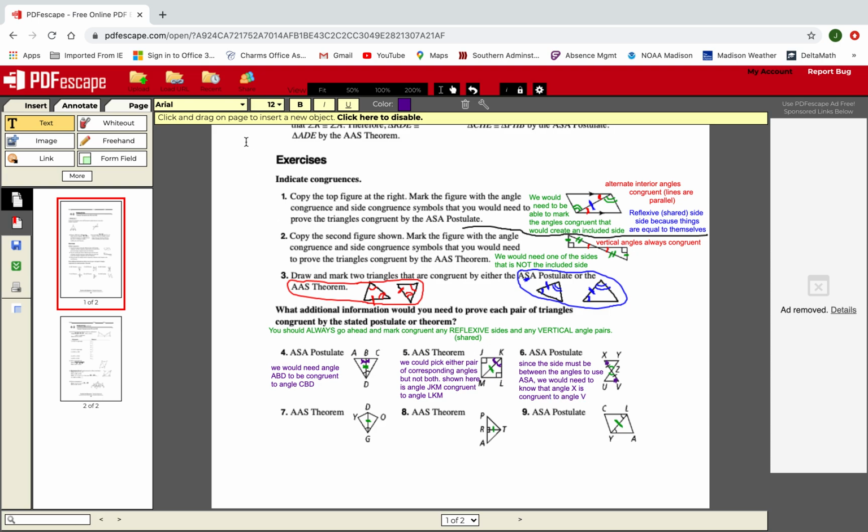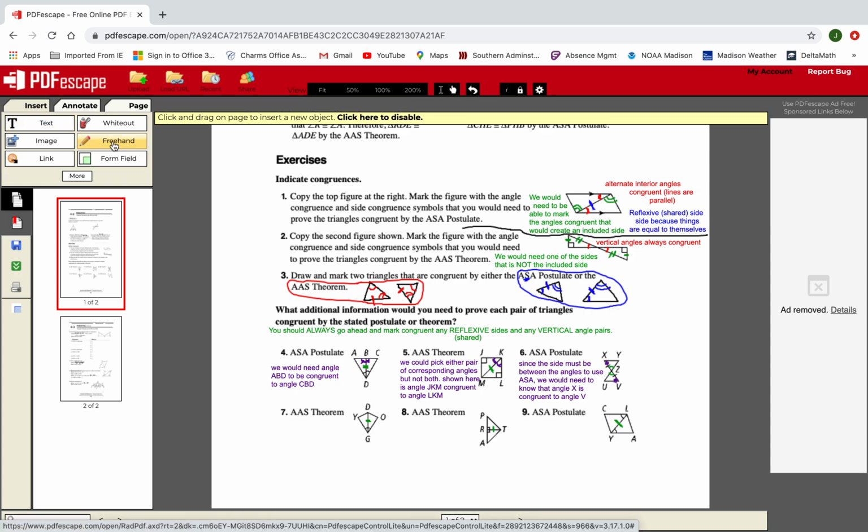3 more, we can do this. All right. For number 7, the AAS theorem, we have an angle and we have a side, so we don't need the D angles because that would make that the included side, and we can't have the included side here because that would be ASA and we need AAS, so we need the other angles here. We're going to need angle Y congruent to angle O.